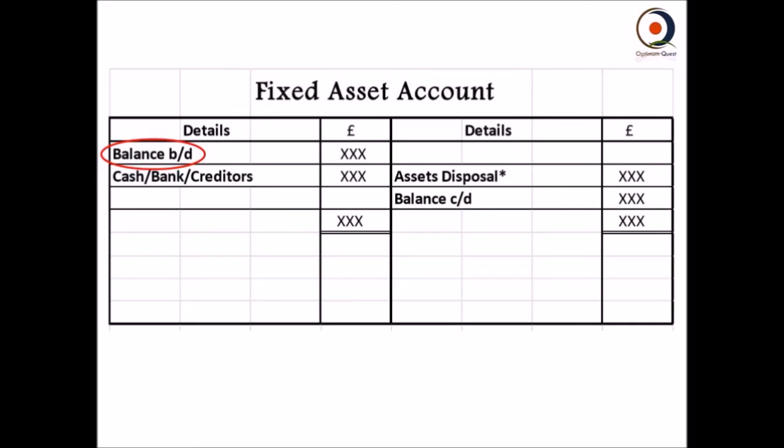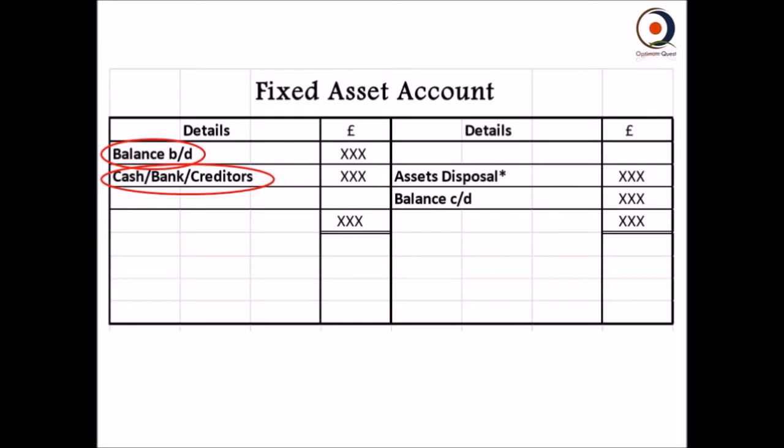Let's say we are preparing this account for 2008 and at the end of 2007 we are left with 2 million worth of fixed assets. So this balance of 2 million will be brought down as BD in 2008. Balance BD actually represents the cost price of the total fixed assets that we are starting our current year with, the amount of fixed assets that we have in the beginning of the year. So therefore, BD stands for the amount of fixed assets that we have in the beginning of the current financial year. Now comes the cash, bank or creditors on the debit side.